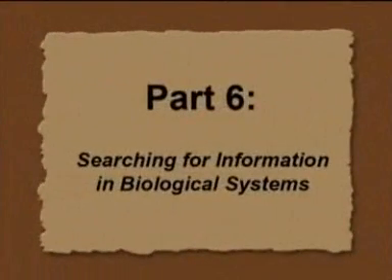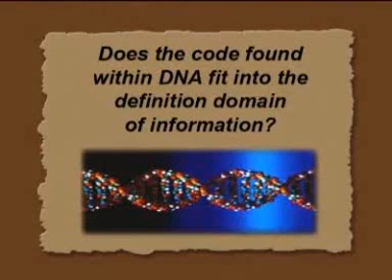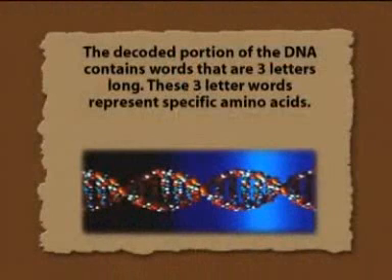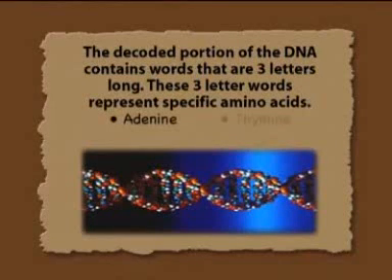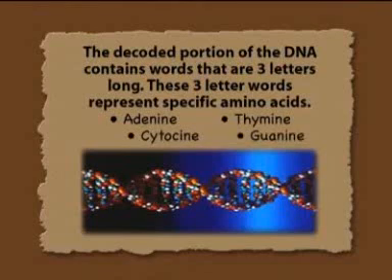Let's have a look at biological systems. Does the code found within DNA fit into the definition domain of information? That is a very important question. The decoded portion of the DNA contains words that are 3 letters long. Their 3 letters represent specific amino acids: adenine, thymine, cytosine, and guanine. There are 4 letters in the genetic code.